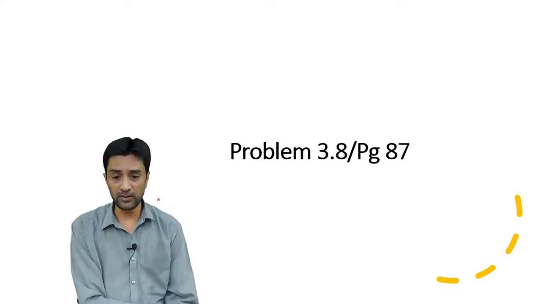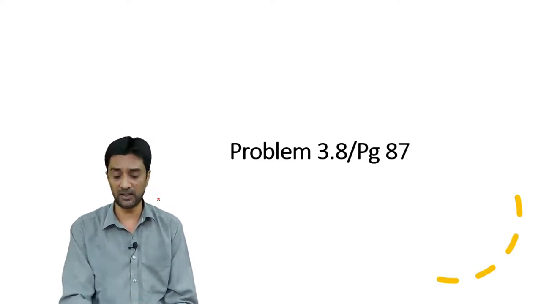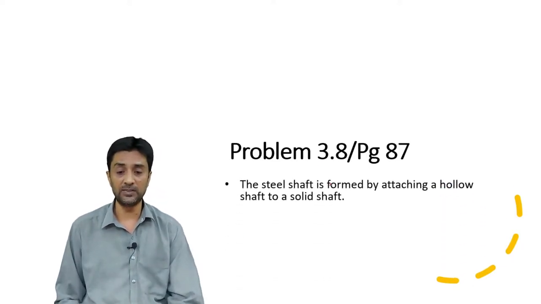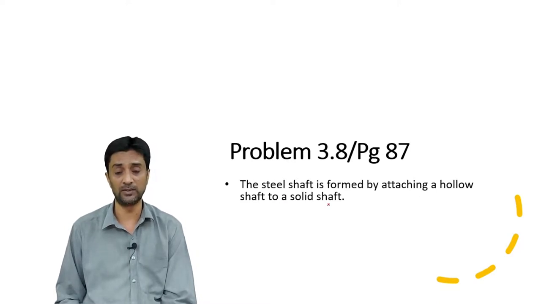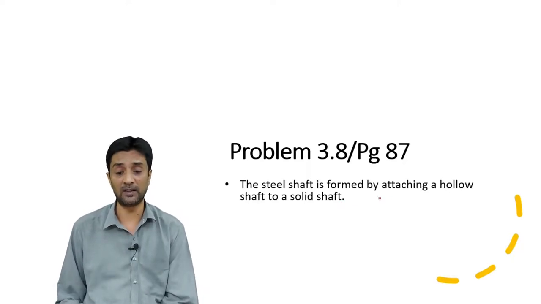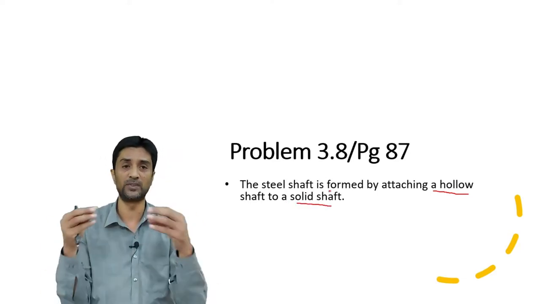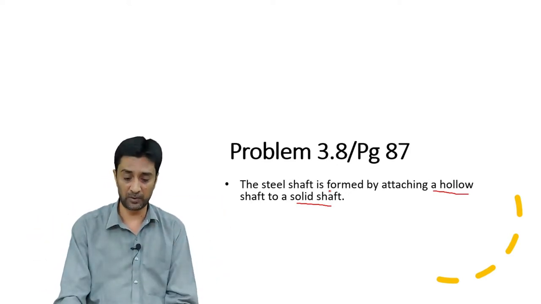So the next question is problem 3.8, and you can find this problem on page 87 of the second edition of the Pytel book. The problem states the steel shaft is formed by attaching a hollow shaft to a solid shaft. You can understand by reading the description that this is a composite shaft. There are two shafts, one solid and one hollow, and these two shafts are connected together to make a composite shaft. And we'll see what type of torque has been applied on this.